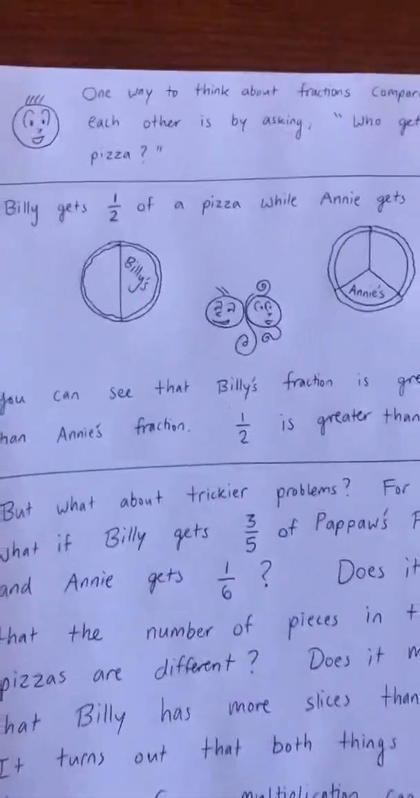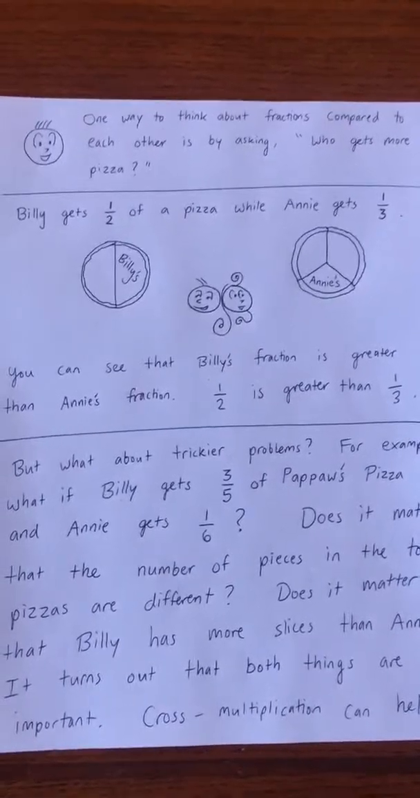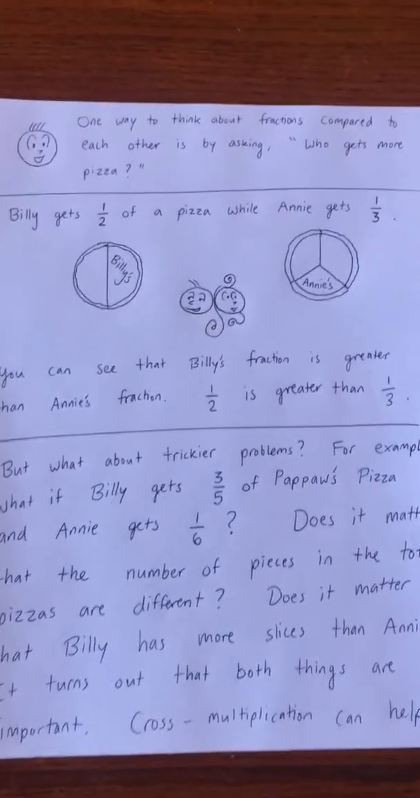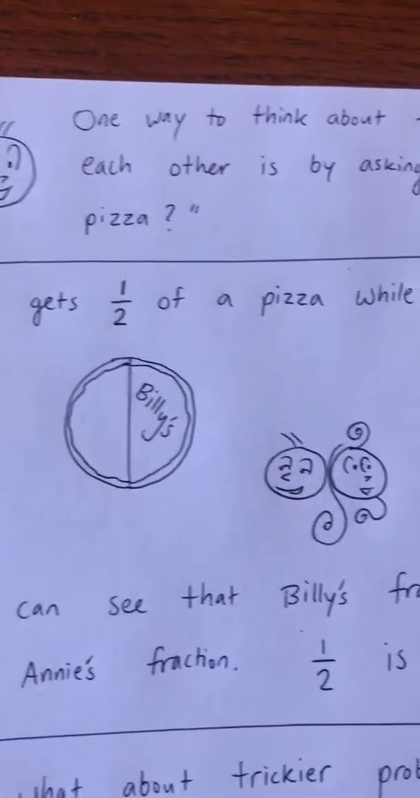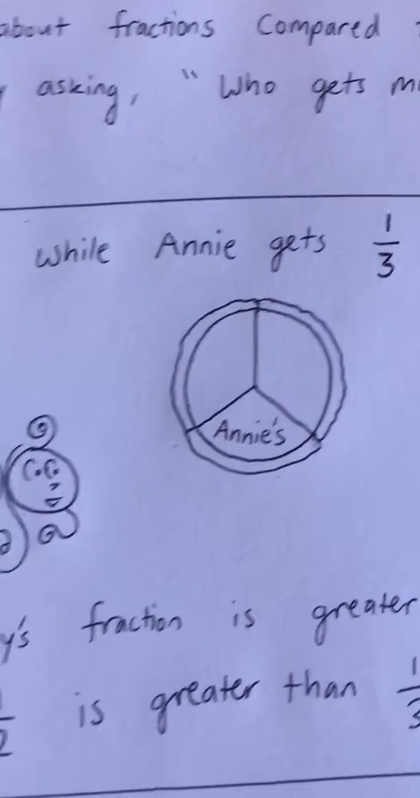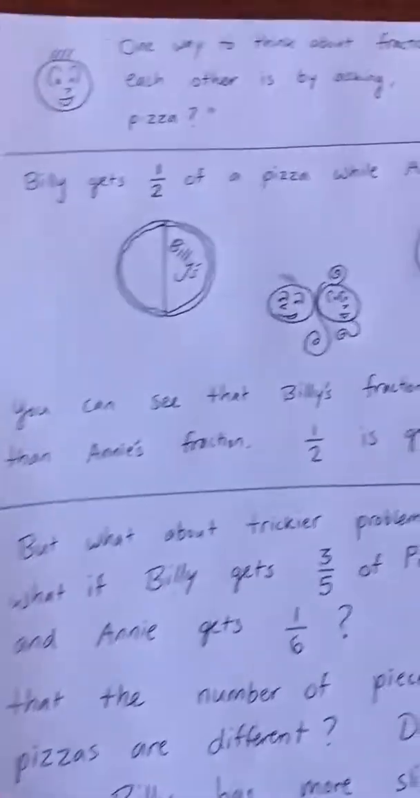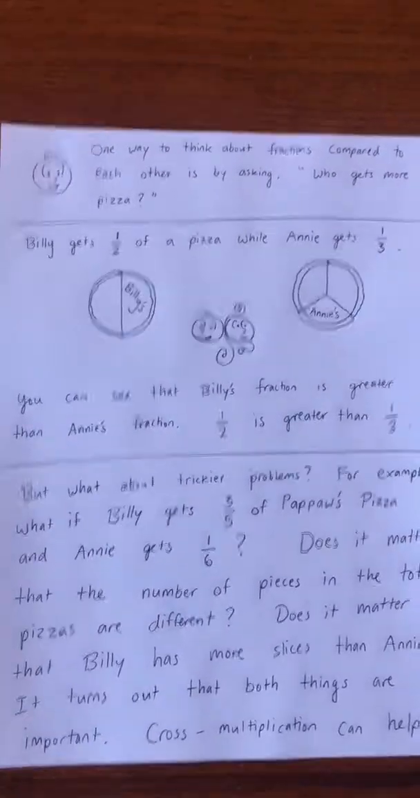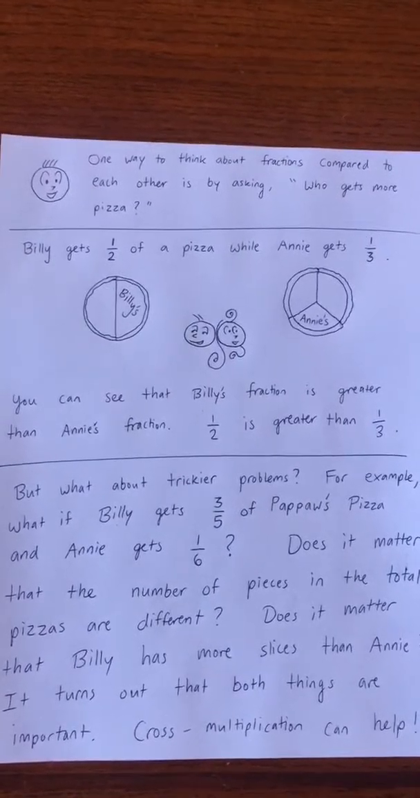One way to think about fractions compared to each other is by asking, who gets more pizza? Billy gets 1/2 of a pizza, while Annie gets 1/3. Not fair, Billy. You can see that Billy's fraction is greater than Annie's fraction. 1/2 is greater than 1/3.